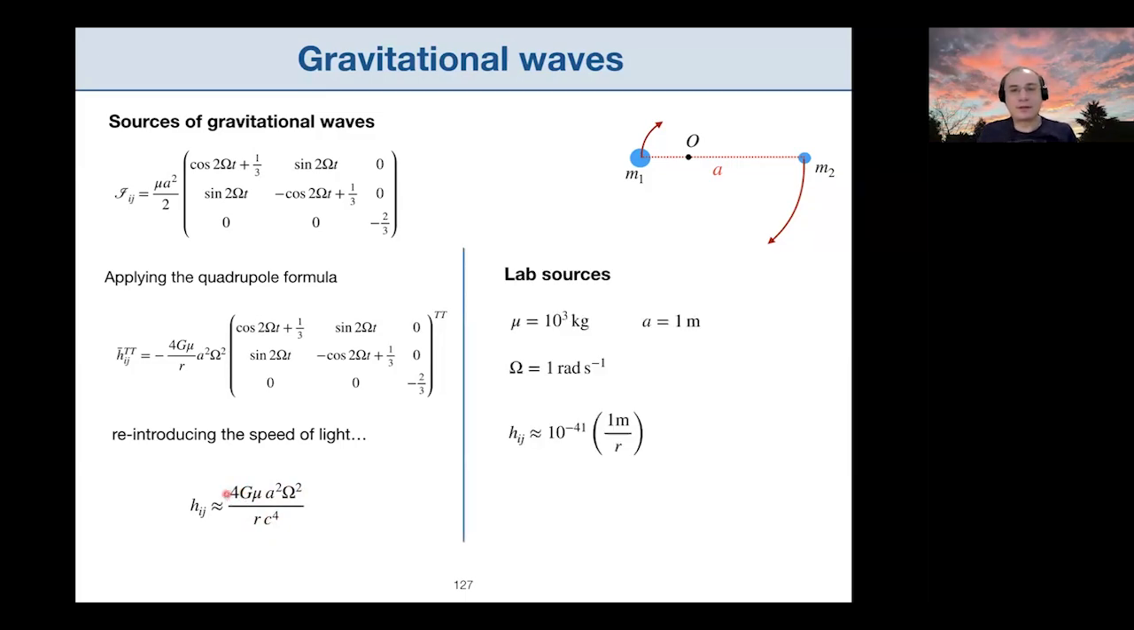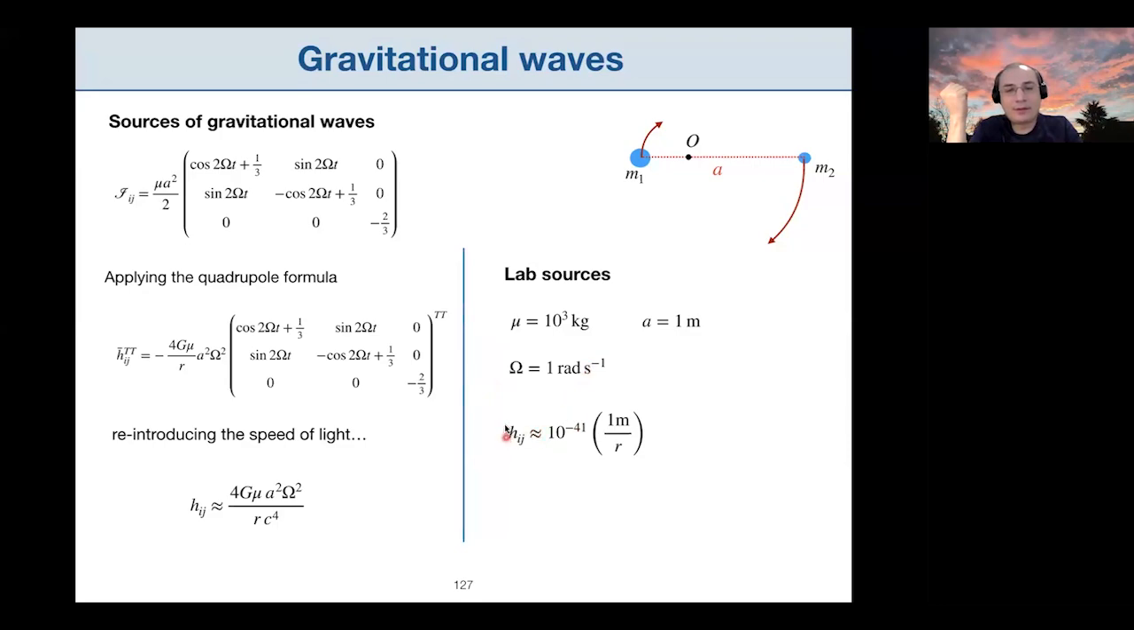So let's try to think about building a laboratory source of gravitational waves. So I assume we have two masses of the order of around 1 ton. That's reasonable. That's something you can manipulate in your lab. It's not very easy to manipulate, but in principle you could. Take a typical size of this thing, let it be 1 meter. I take the angular frequency to be 1 radian per second, so about 1 revolution per second. So two 1-ton masses revolving with this frequency, that will require a big support, but that's feasible.